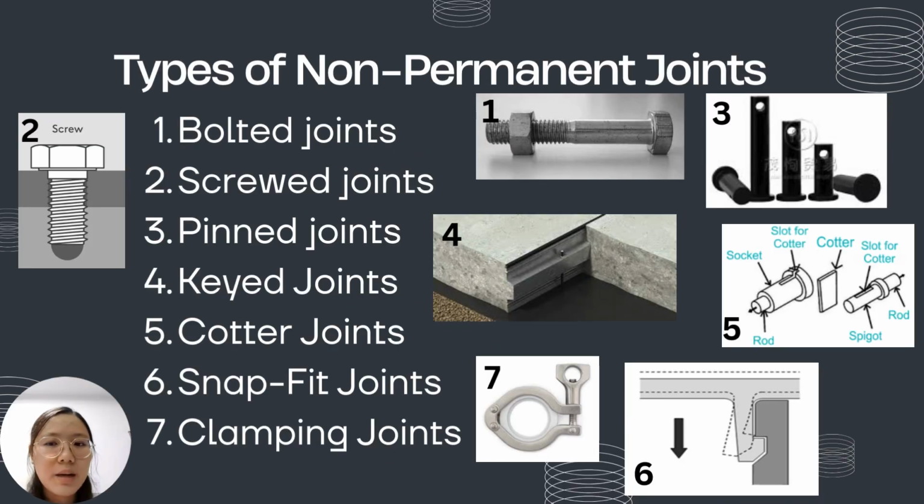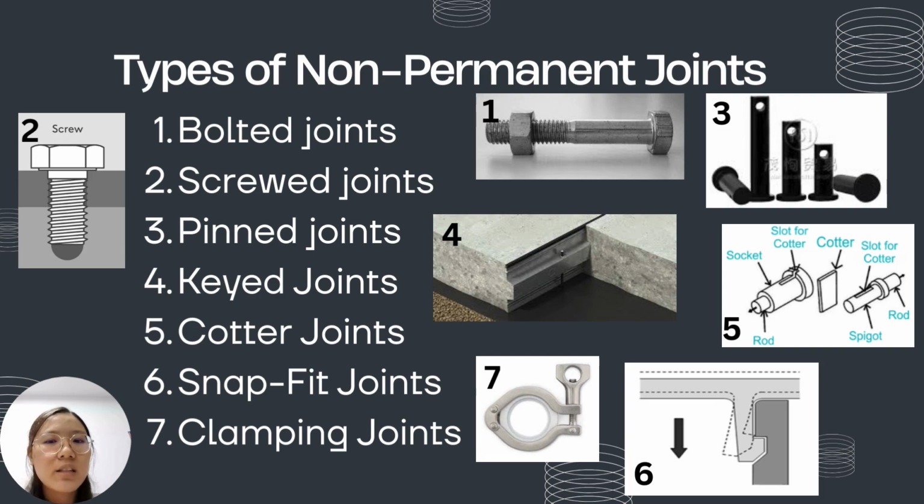Okay, next is about the types of non-permanent joint. There are 7 types of non-permanent joint. The first one is ball joint, which uses a ball and nuts to secure the part. The second one is screw joint. It uses a screw that can directly fasten into a component. And the third one is pin joint. It uses a pin to hold or align the parts.